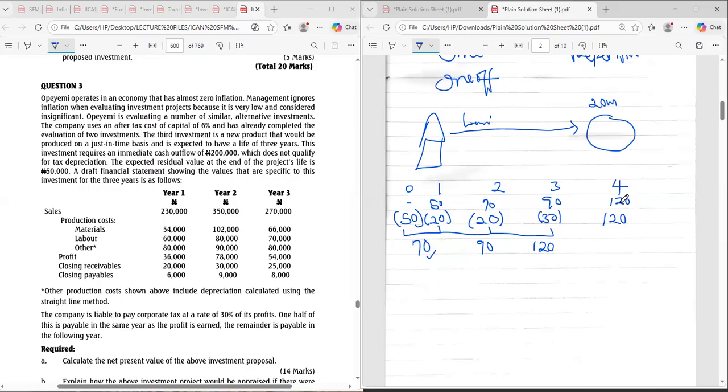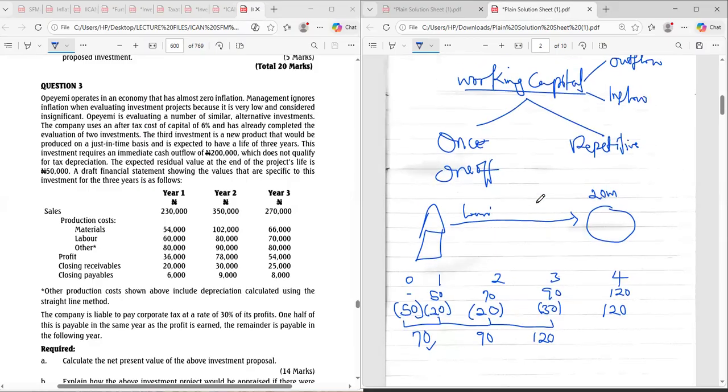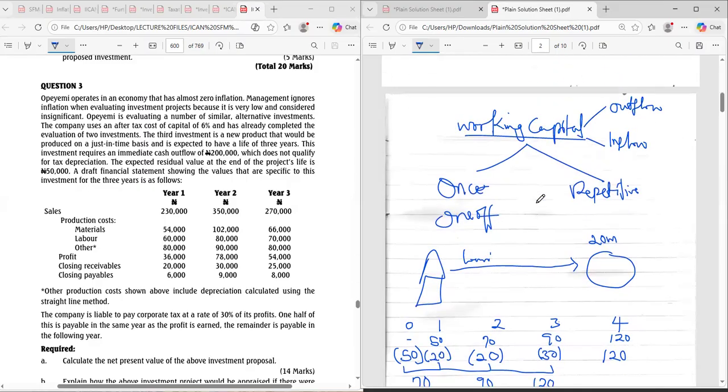We'll text questions as time proceeds and we'll see what we can do. But please note that all working capital must be recovered when? At the end of the project life. Am I making sense now? Are we good? All right, I think that's all. Is there anything about working capital? That's all.